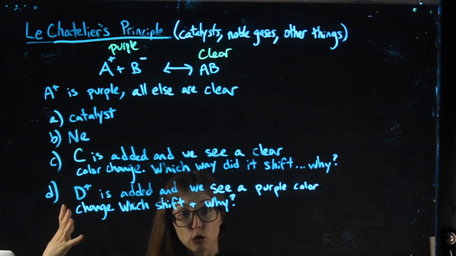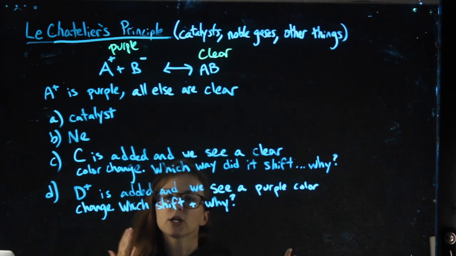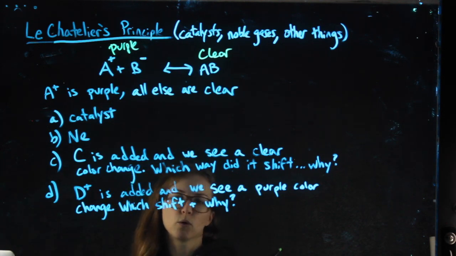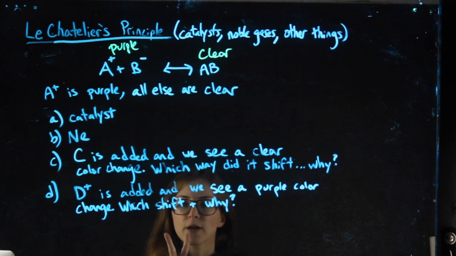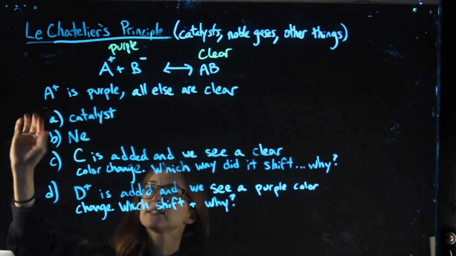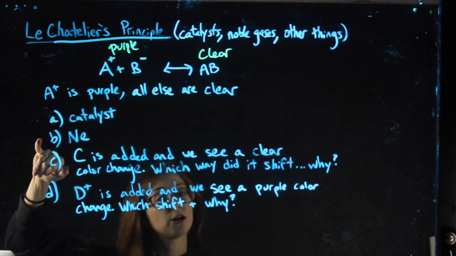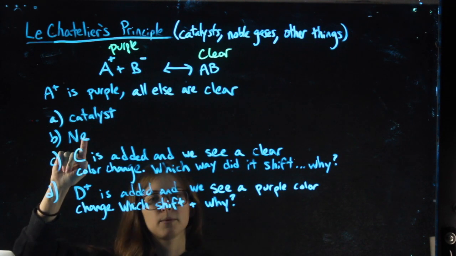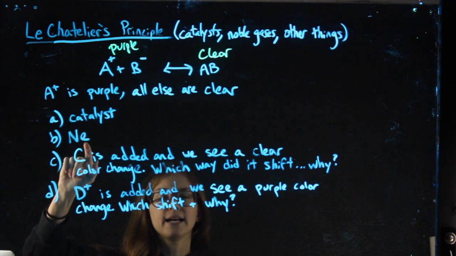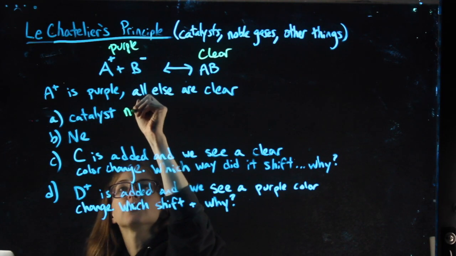We've seen the answer of no change before when we were looking at pressure and volume and there were equal moles of gas. We get two other ways of getting no change, and that's if we add a catalyst or if we add a noble gas. It doesn't have to be neon, it could be argon or helium, any noble gas will always get us no change.